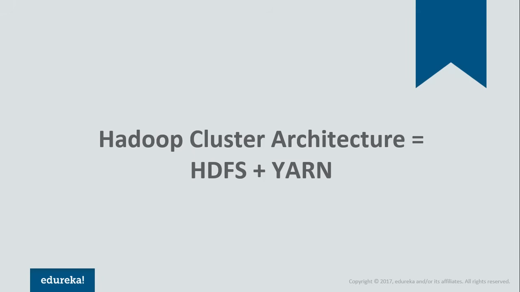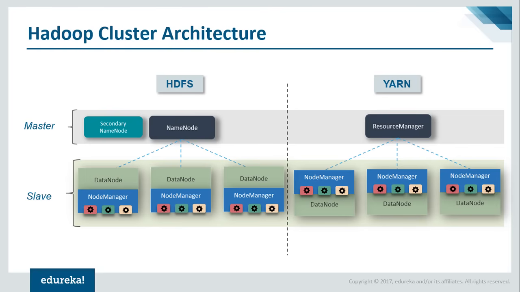So this is what HDFS and YARN look like together. The master daemons are the secondary name node and name node in HDFS, and in YARN it is the resource manager. The slave nodes in HDFS are the data nodes, and in YARN it is the node manager. Node manager and data node reside in the same machine, but it doesn't necessarily mean that the name node and the resource manager will also be in the same machine. They can be, but they usually reside in different machines.